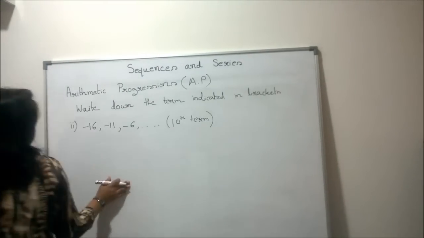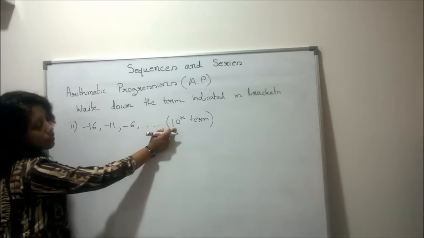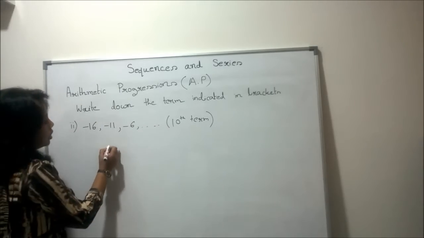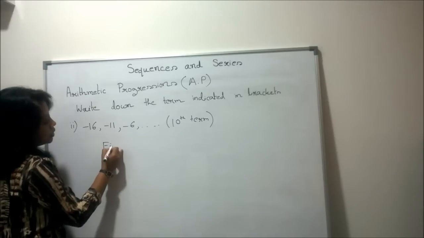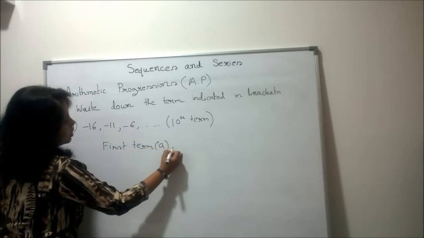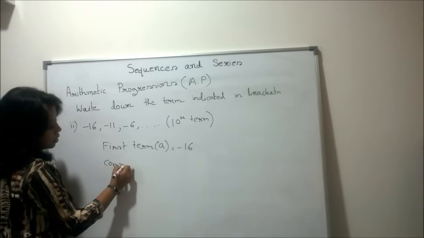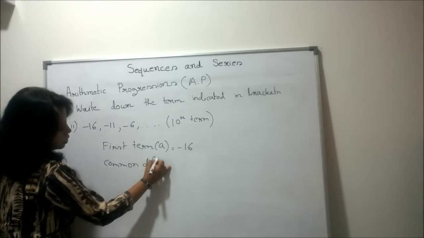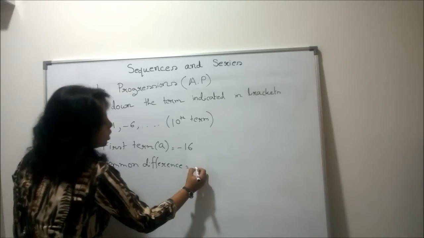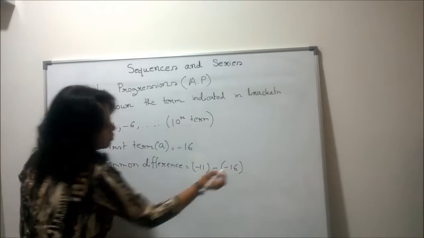Here the sequence is minus 16, minus 11, minus 6, and we have to find the 10th term. So you see here the first term a is minus 16. And the common difference d is minus 11 minus of minus 16.